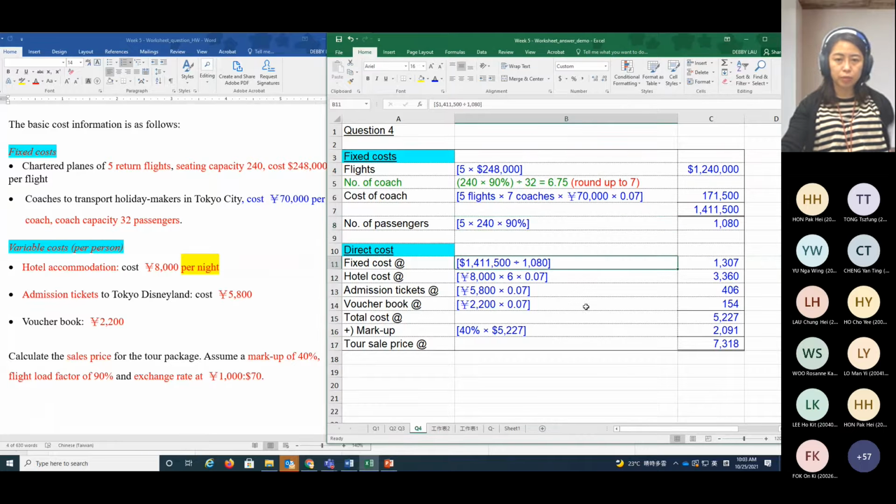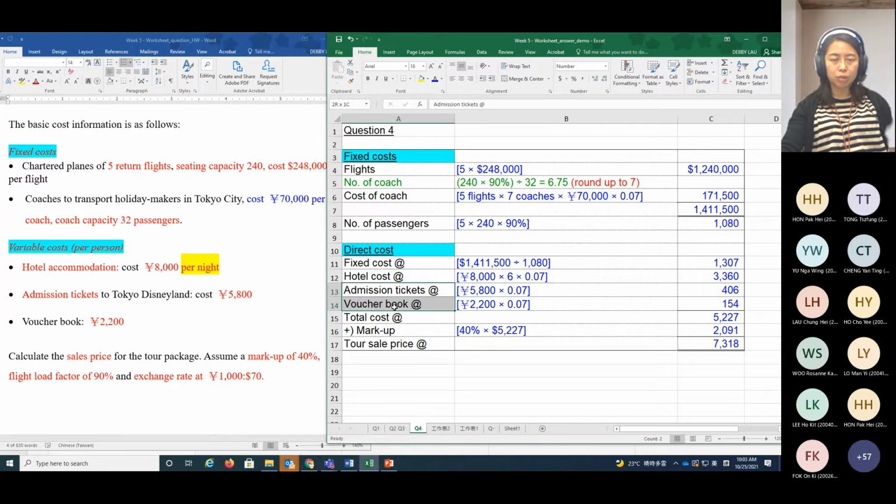So here is 1,411,500 divided by 1,080. You find the fixed cost per person to be 1,307. So next is the hotels and accommodations. It costs 6,000 yen for a day, so times 6 times 0.07, the exchange rate, you convert to Hong Kong dollars, equal to 3,360.